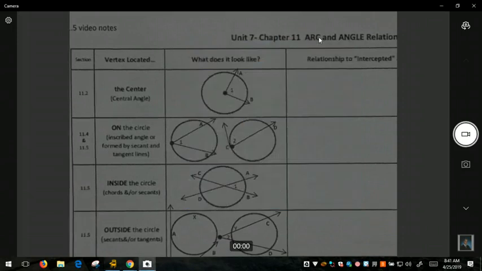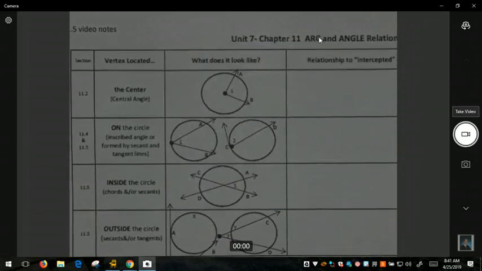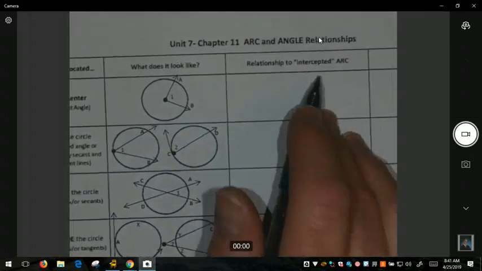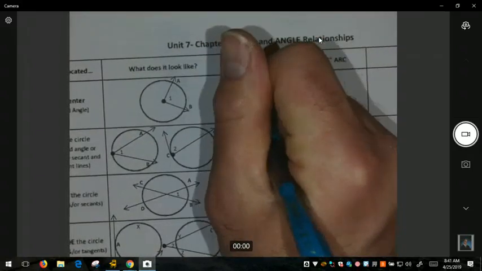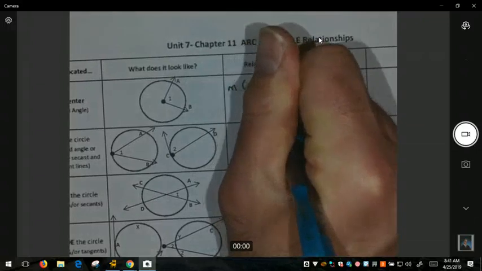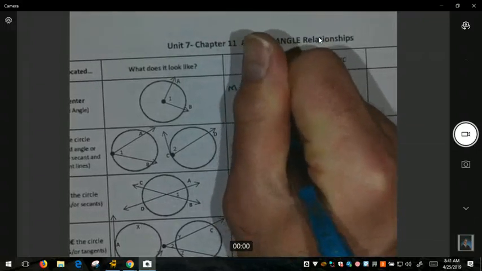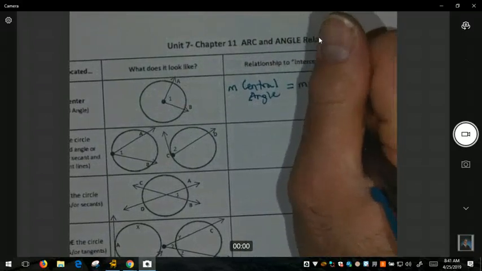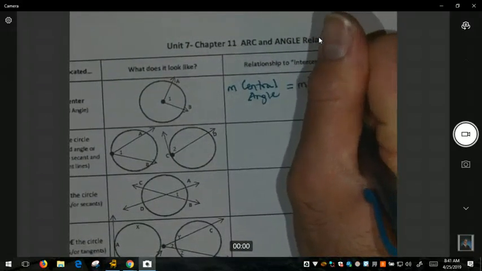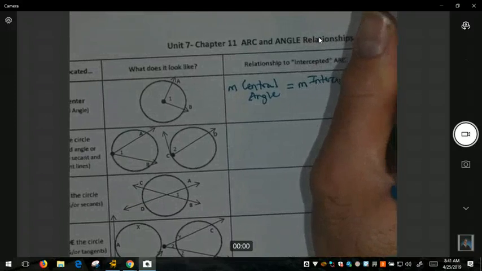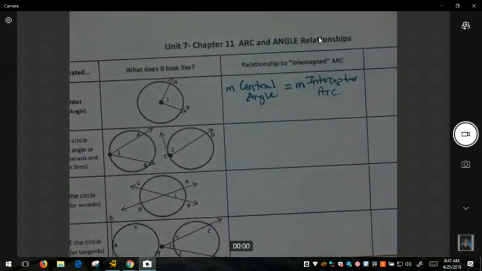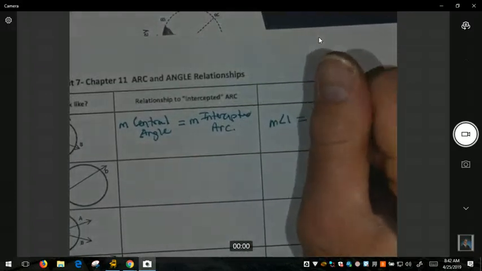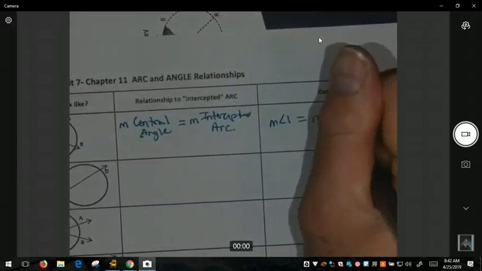We already know about the central angle and the arc. The relationship between a central angle and its intercepted arc is that the measure of the central angle is equal to the measure of the intercepted arc. In this picture, the measure of angle 1 is equal to the measure of arc AB.